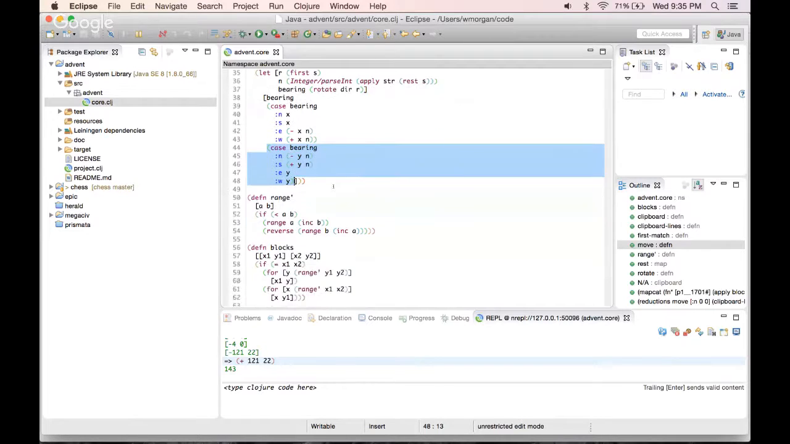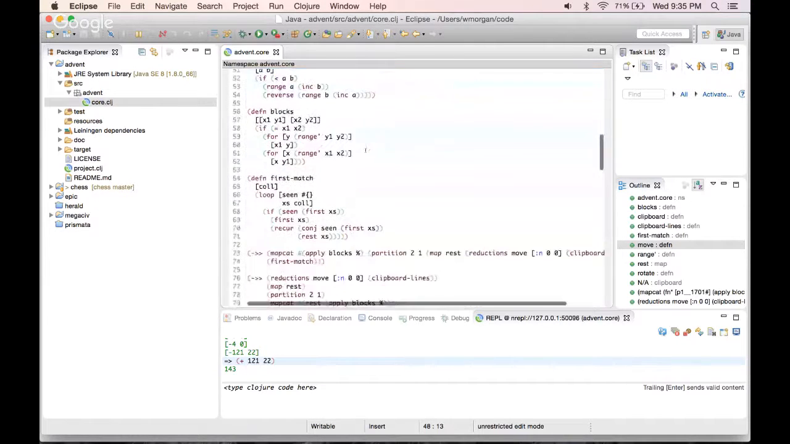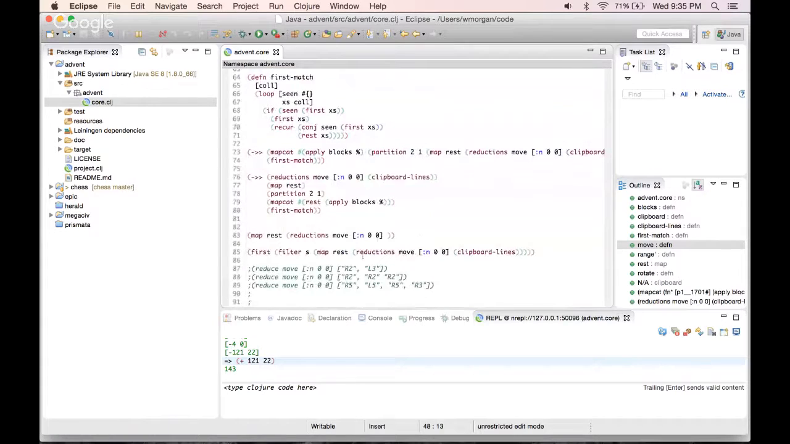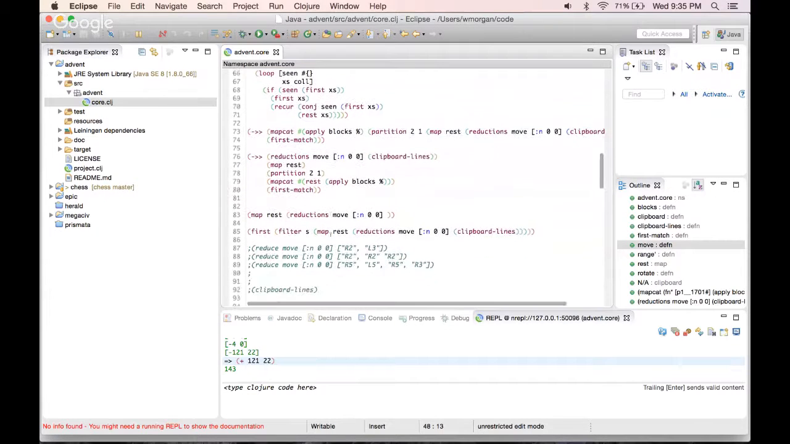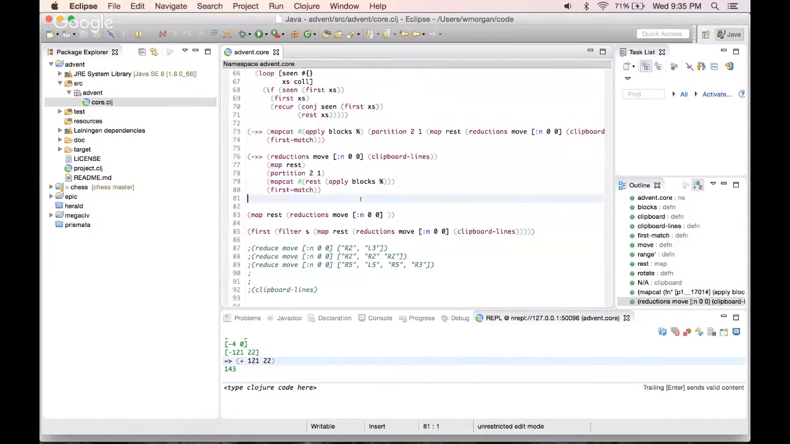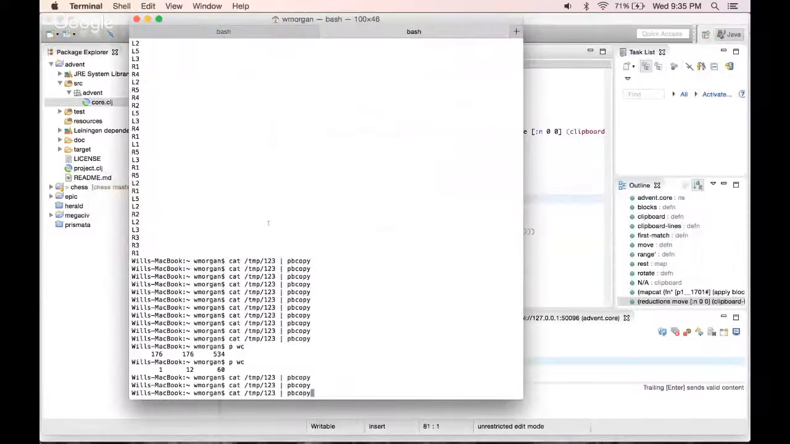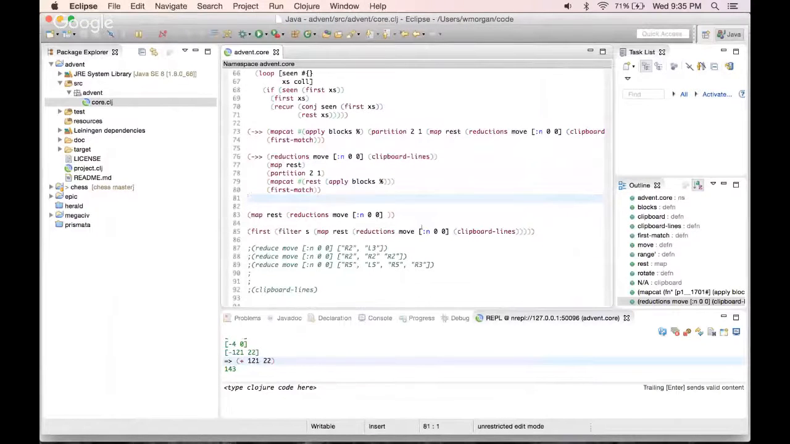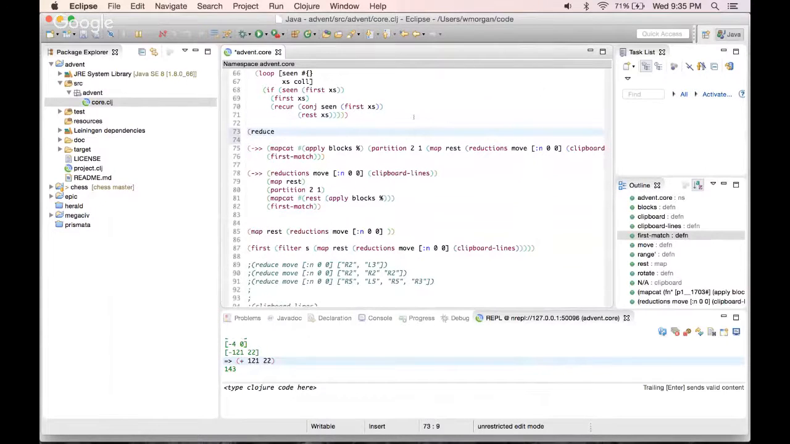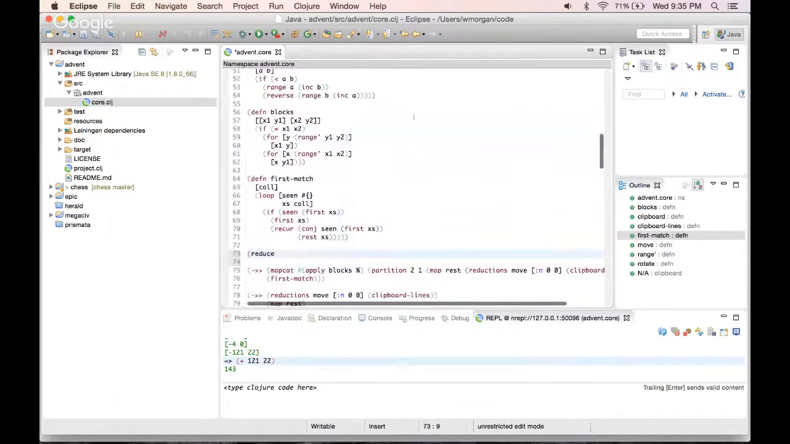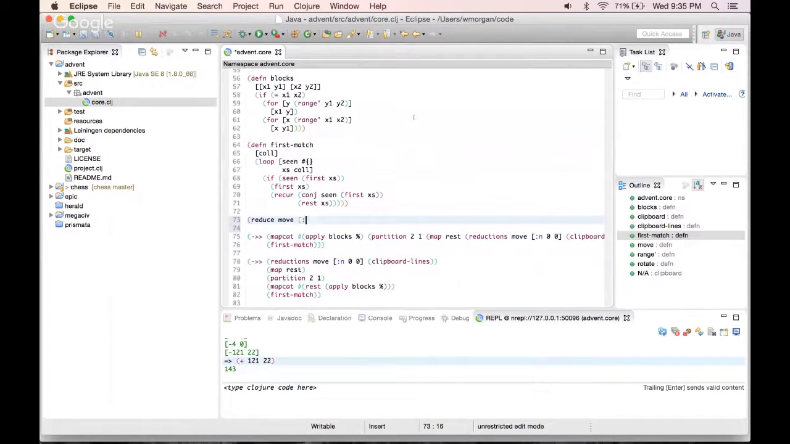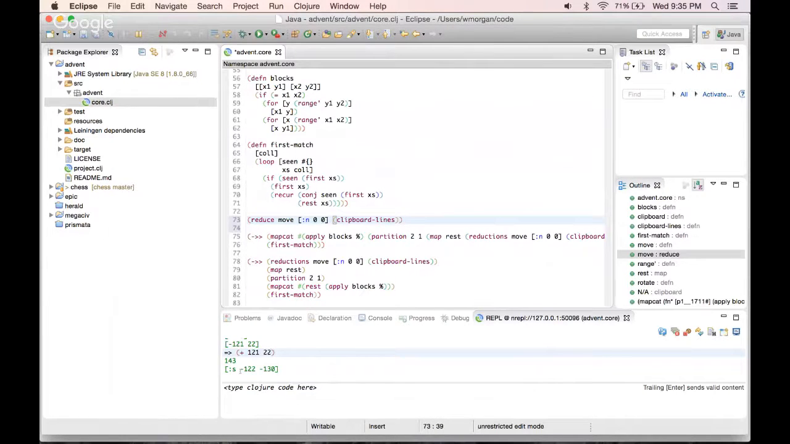And then those steps together were enough to get the right answer for the first part of the problem, which I seem to have lost somewhere. But we could probably re-implement it pretty easily. We just do a reduce, using this move function, starting going north, although the direction doesn't matter, and operating over my clipboard lines, giving a final location.